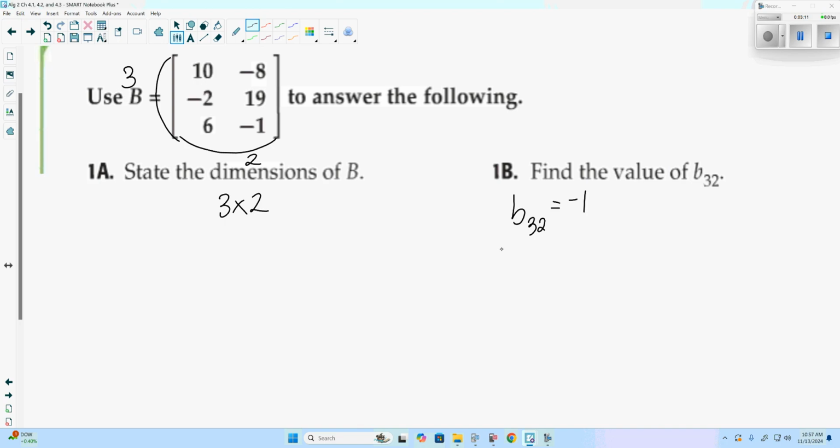With this here, if we said B22, which would be 19, second row, second column. If we said B12, first row, second column. Do we kind of get how this works? Yeah, because we always start in that top left, which is 1, 1, and we can go from there. Down and then over.